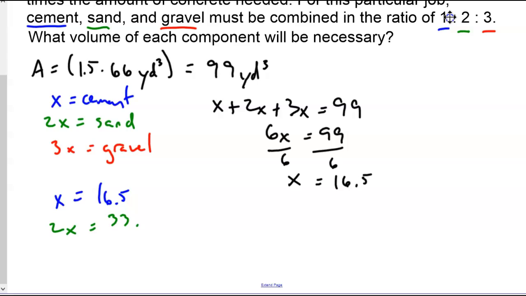And then we said that gravel was 3 times the amount, and we can just either multiply 16 and a half times 3, or add 16 and a half to 33 and come up with 49.5. And if you add all of those up, 16 and a half, 33, and 49.5, you should come out to 99 cubic yards, and you have the answer to the original question, which is what was the volume of each component. So hopefully that is another method to be able to help you in some of these more complicated word problems.